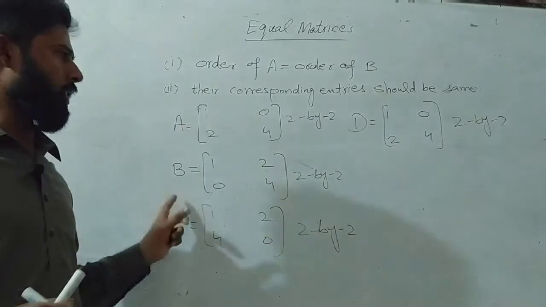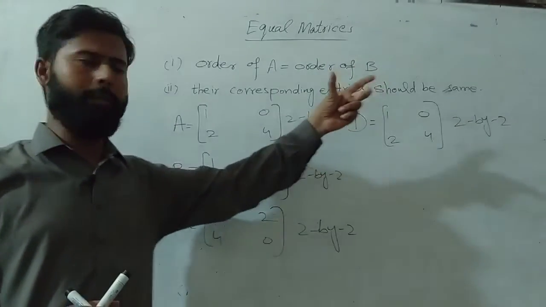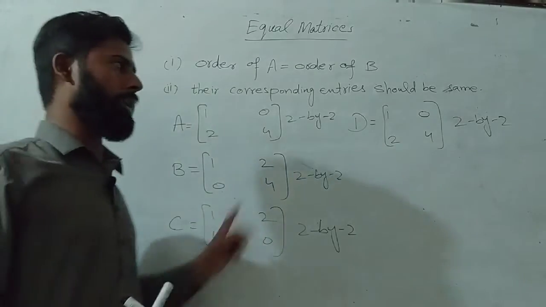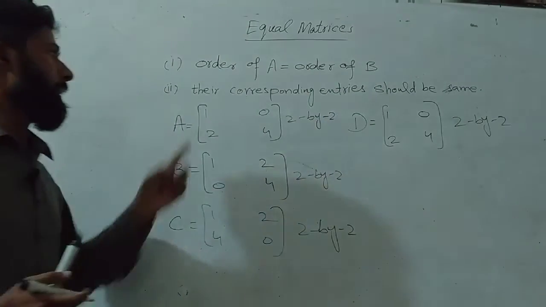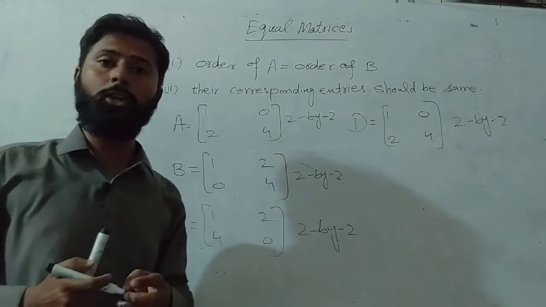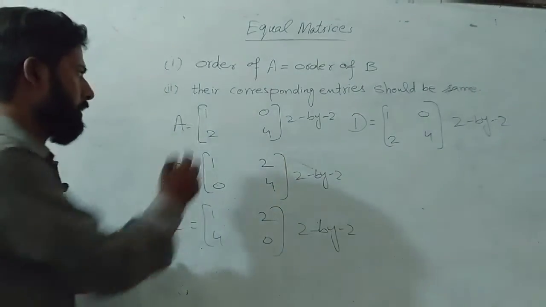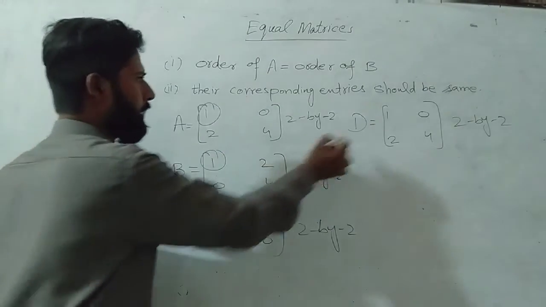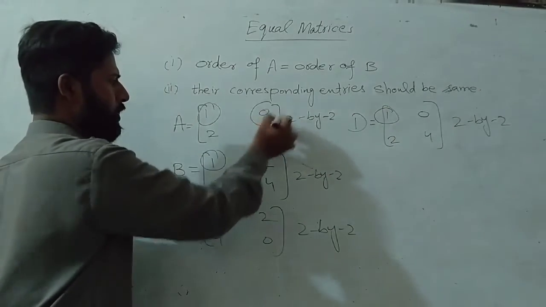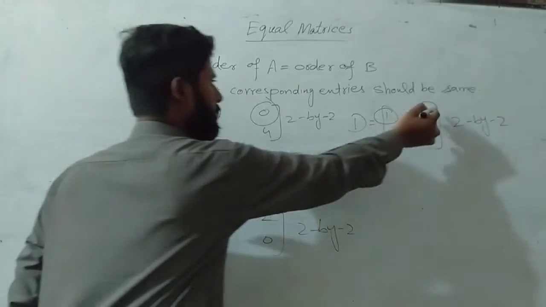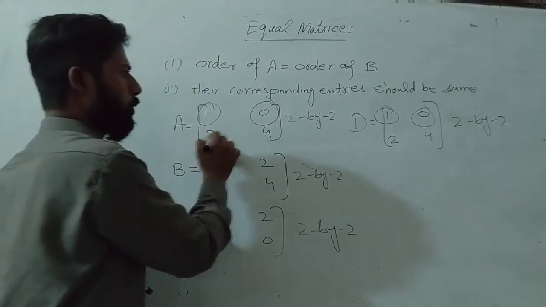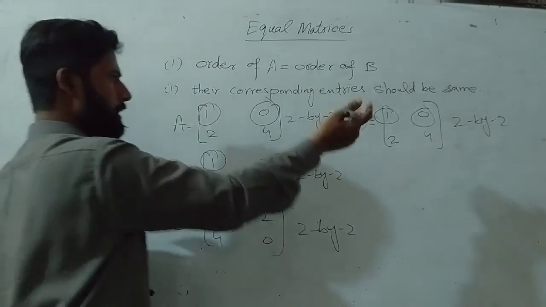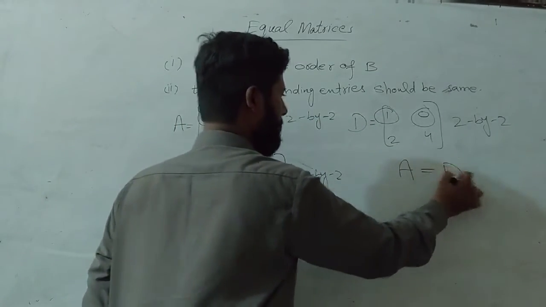Means the order of A is equal to the order of B, the order of A is equal to the order of C, the order of A is equal to the order of D. Second, their corresponding entries. Corresponding means respective entries. Now see, its first entry 1, 1, 1, 1. Its second entry 0, 0, 2, 2, 4, 4. Their respective entries are same. So we can say that A is equal to D.